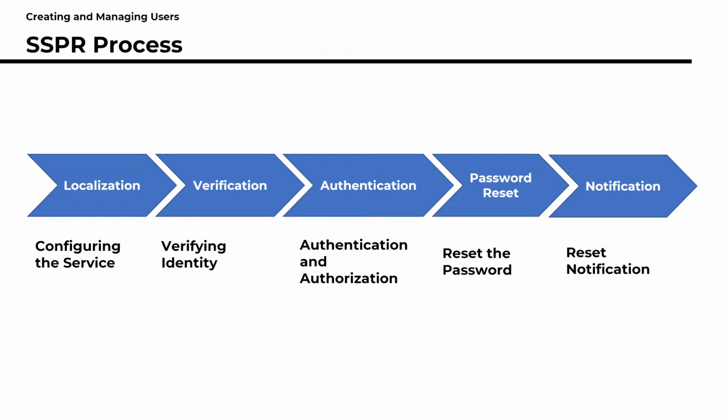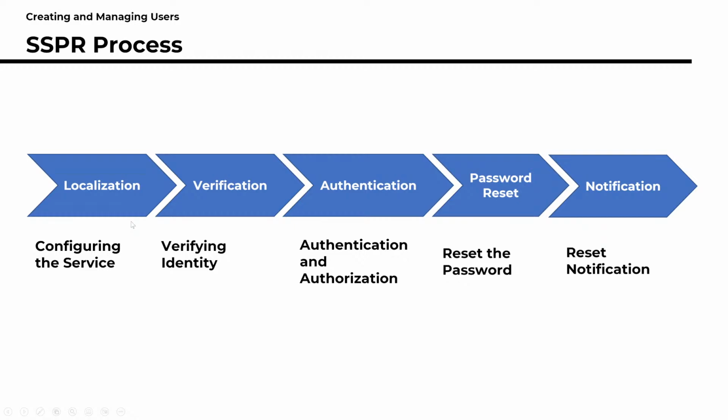What is the process we follow in the SSPR service? The first one is the localization. Localization is basically configuring and setting up the service in the Azure portal. We set up that service in a way that decides how we validate the users, how the users authenticate to the SSPR portal, how they reset the password, and how the service sends the reset notification mail to the user. That we call localization, where we configure the service.